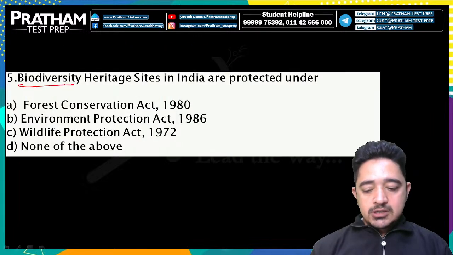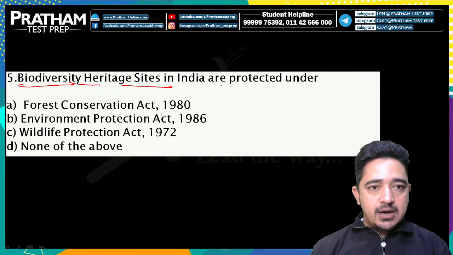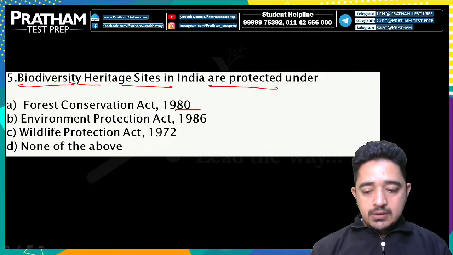Next one, the fifth question: biodiversity heritage sites in India are protected under the Forest Conservation Act 1980, the Environment Protection Act 1986, the Wildlife Protection Act 1972, or none of the above.